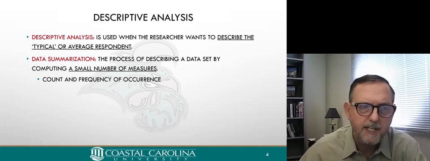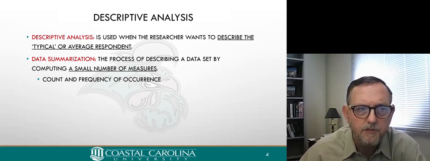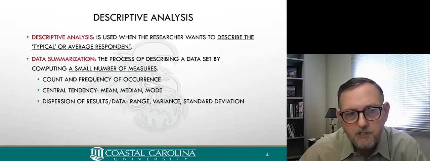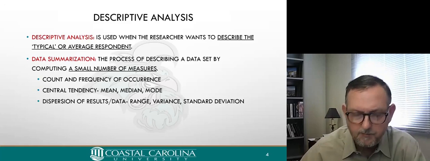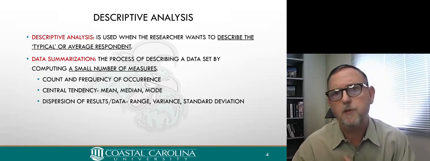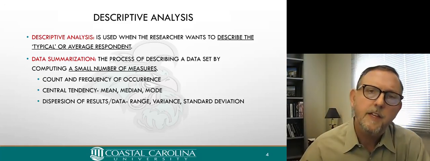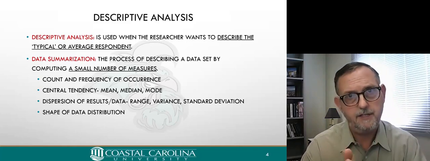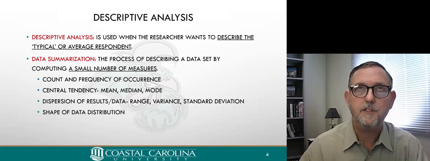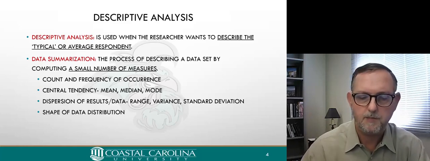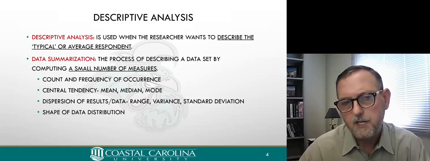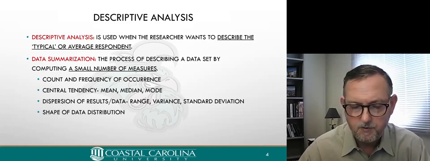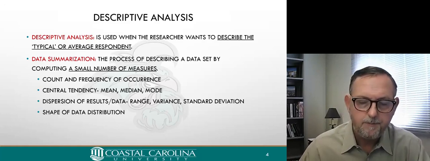So some of these, again, might be a count, a simple count, or a frequency of occurrence, measures of central tendency, dispersion, or the spread of the data, like the range. And then finally, we might think of the shape of the data. It's really the shape of the distribution that we sometimes look at. And we'll talk about that here as we move forward.